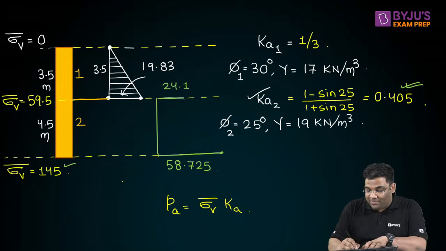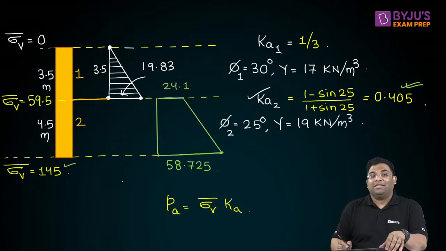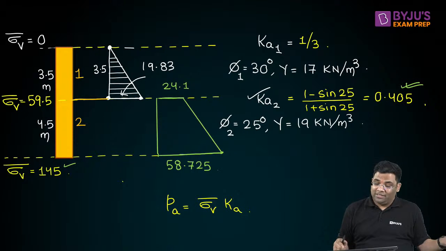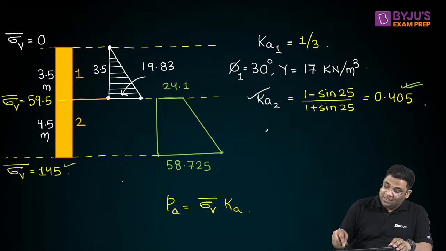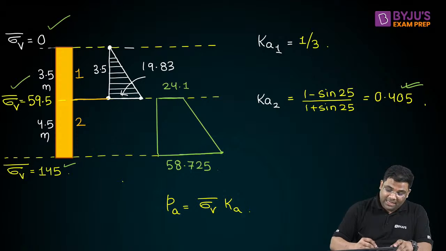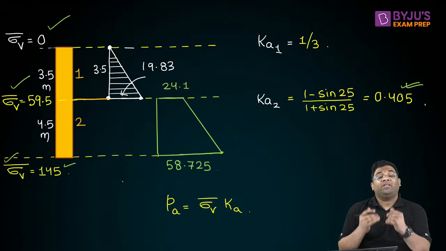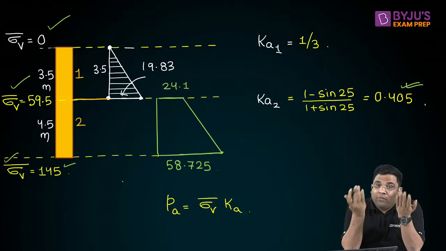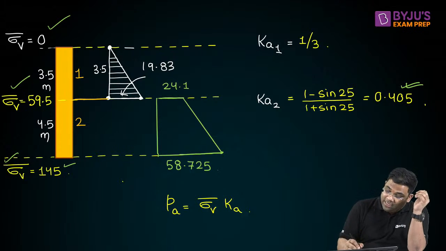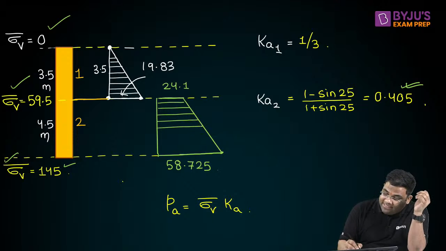You need not remember any formula for drawing these distributions, right? In this, we just saw that the Ka are different. So we first found out the vertical stresses, and then we draw the distribution for the first layer taking Ka1. Then we draw the distribution of the second layer taking Ka2. Now, if I ask you to find out the total active force, that is very easy.